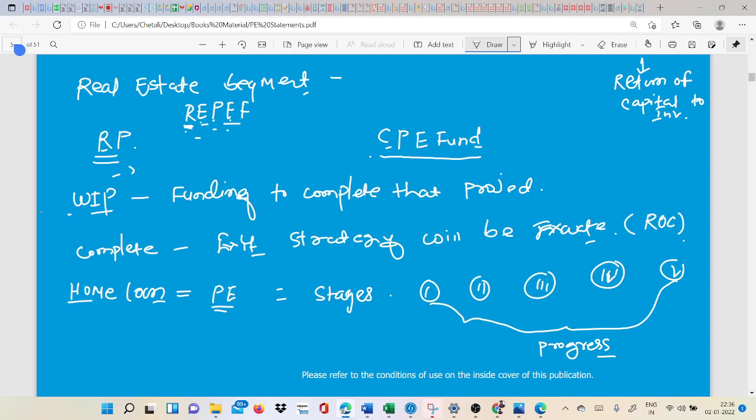There is no change in the procedure, but this is one segment, again for diversification or investment purposes. The private equity funds are investing in it, so we should know. If any questions come across on this particular part, at least you should be aware of it. Yes, I'm aware of it. So nowadays PE funds are investing in real estate, in residential projects as well as commercial projects.